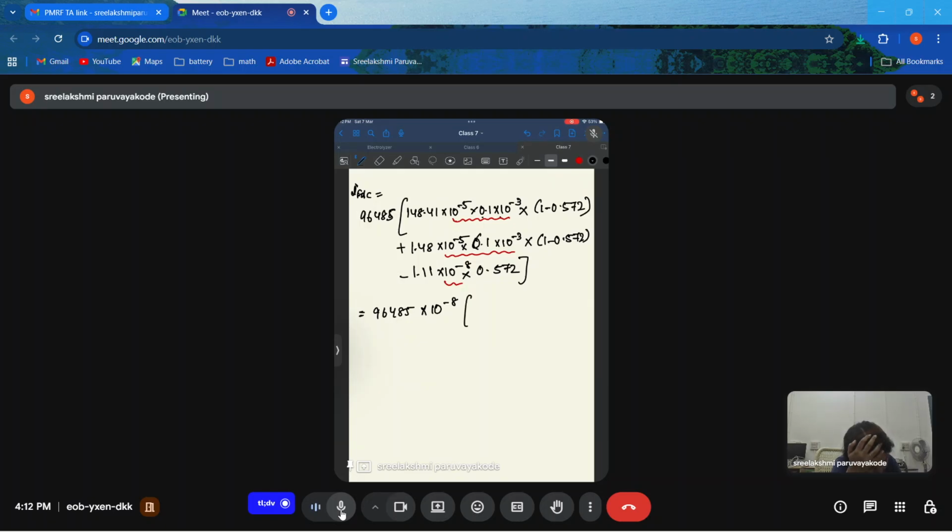So then the next term is 148.41 into 1 minus 0.572. What is 1 minus 0.572? 1 minus 0.572 is equal to 0.428. Next term is 1.48 into 0.428, because again it's 1 minus. Next term is 1.11 into 0.578.